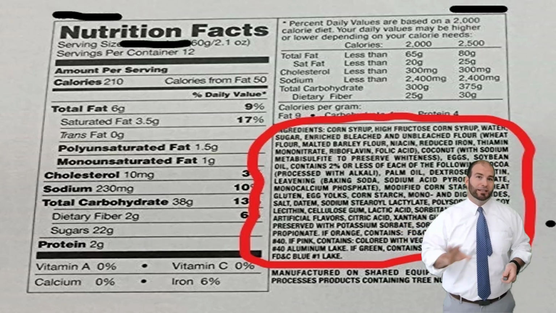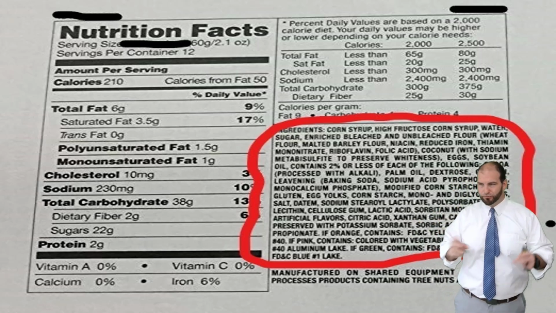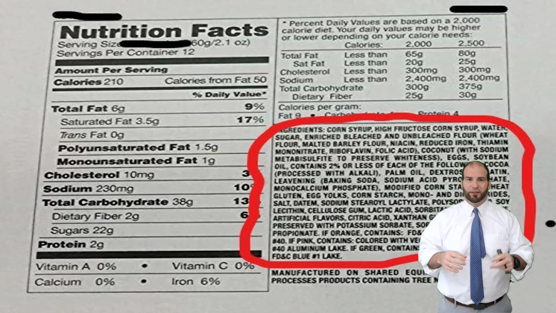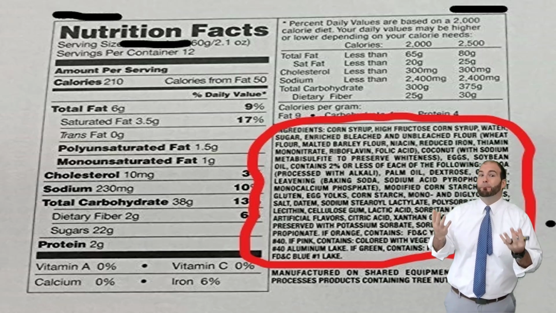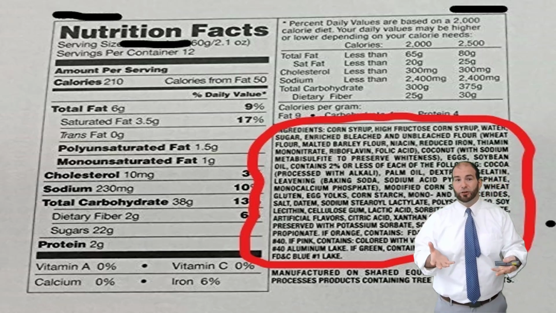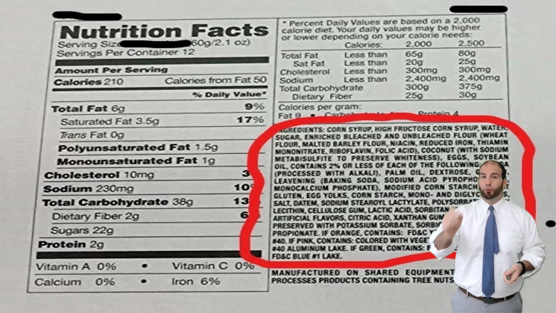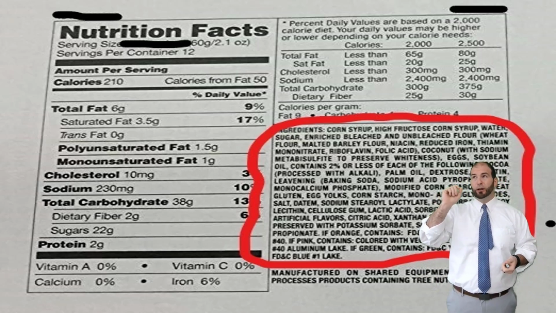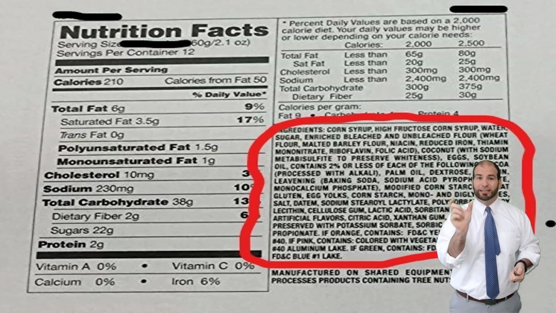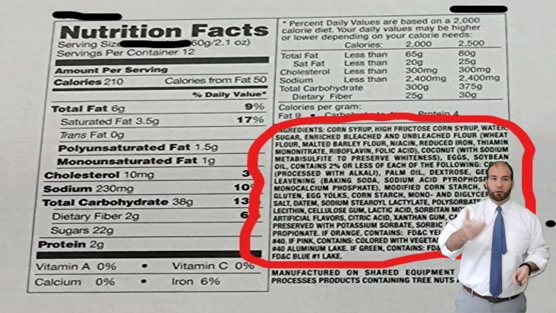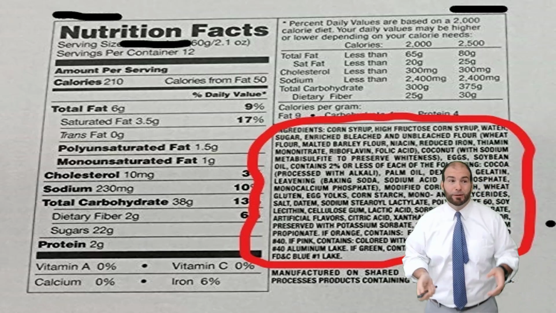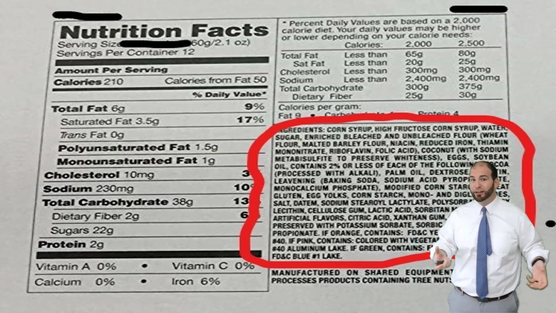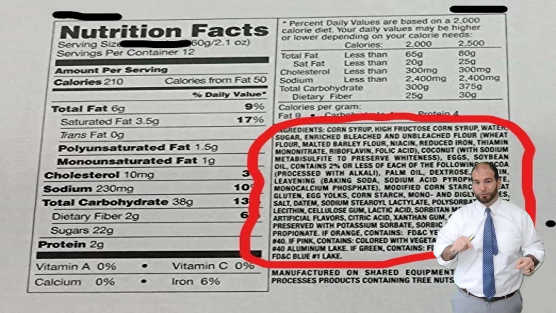Pro tip here: since a lot of these foods have special recipes, they don't really tell you how much of each one of these things is in it, but the rule here is whatever the most amount is has to come first. So in whatever we're looking at here, the number one ingredient is corn syrup. That means there's more corn syrup than any other ingredient, and as it goes down, it's smaller and smaller and smaller amounts.